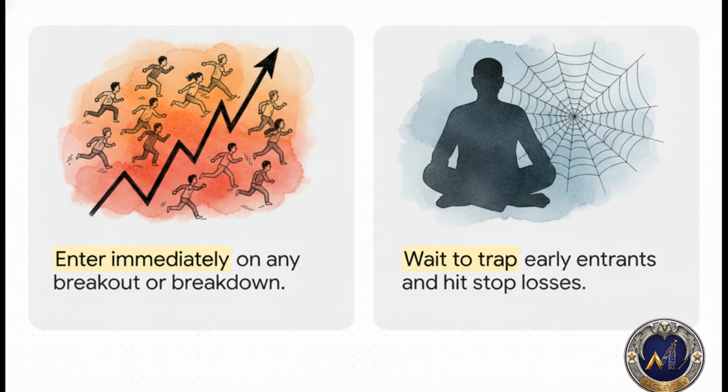The retail mindset is often very impatient. They want to enter immediately on any breakout or breakdown. But the big player mindset operates completely differently. Because they trade in massive quantities, they require high volume. So what do they do? They wait. They wait to trap those early, impatient retail entrants and then push the price straight into their stop losses to generate the liquidity they need.